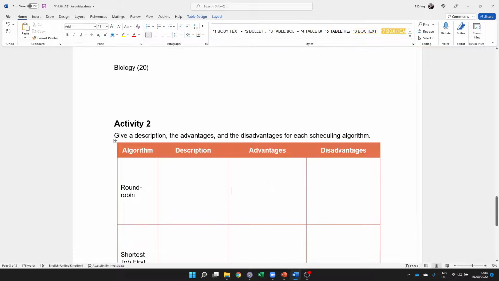So advantages of round robin, it's easy to implement, which means the operating system isn't spending ages trying to work out what to do next. It just allocates a certain amount of time, moves on to the next one.